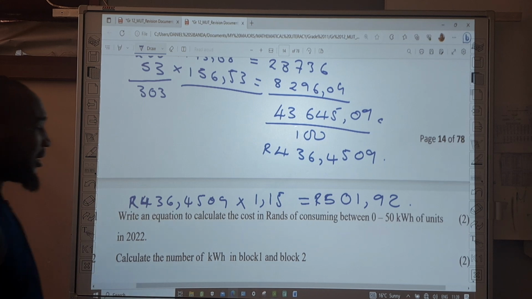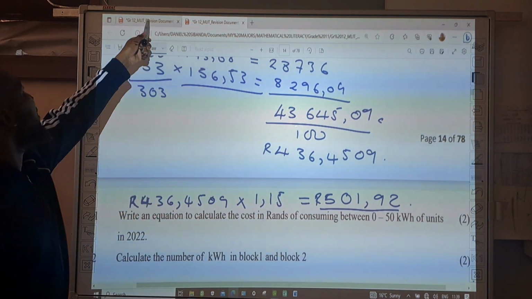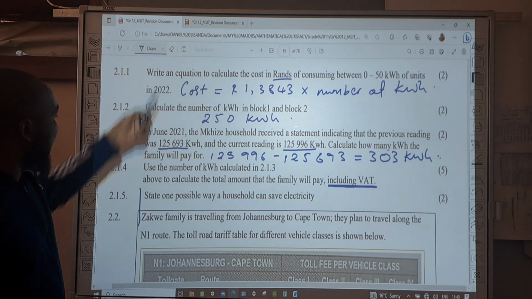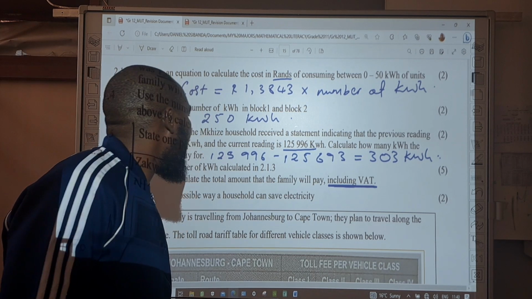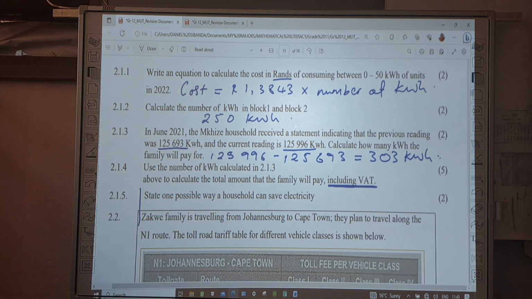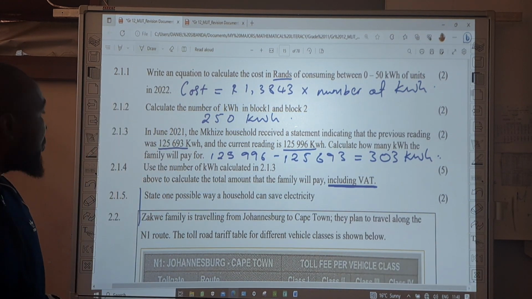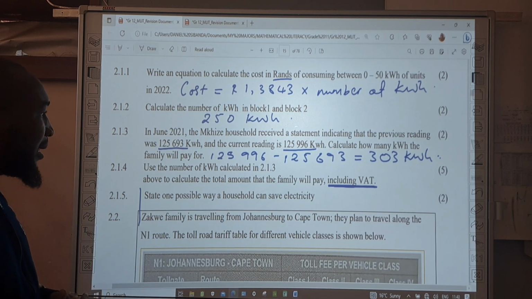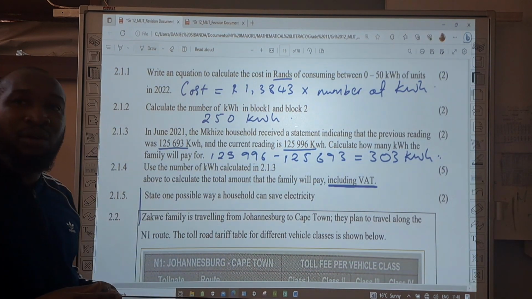This is your 5 marks. Then let's look at the last question: state one possible way a household can save electricity. In simple terms, electricity can be saved by switching off appliances that you are not using. For example, your geyser, switch on and switch off your geyser, and any other appliances that you are not using. Your TV, when you are not using it, just switch it off. You are going to save yourself a lot of electricity.